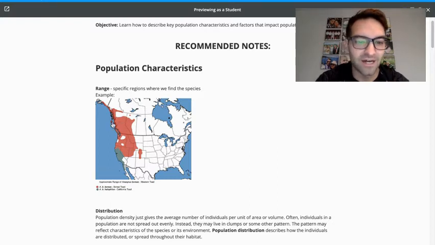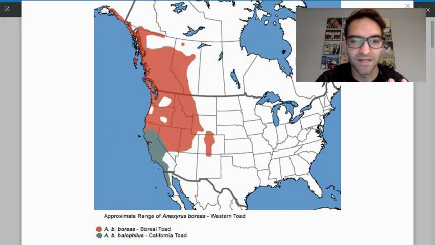And so I put an example down here. You can blow this up if you want, but so this would be for the Western toad. And you've got the formal names and so forth. And they even compare it to a subspecies with the Californian toad. But the Western toad would be this entire west coast, and you can see it in the highlighted areas. And so it's interesting that there's some spots without the toad. Okay, and so there's reasons for that.